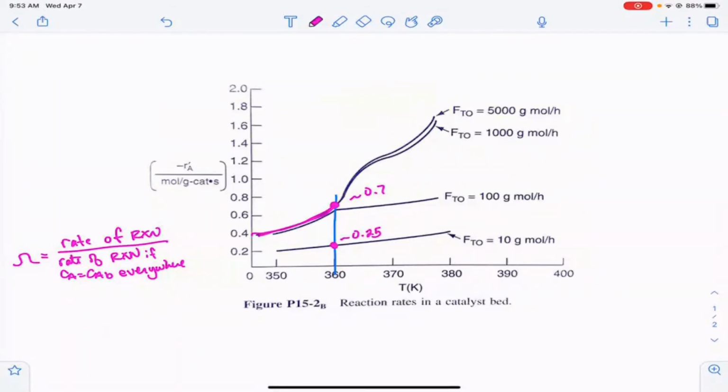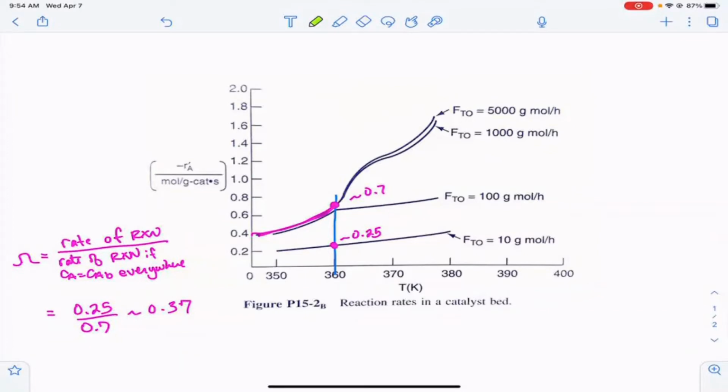And so we actually could calculate at 10 gram mole per hour and 360 Kelvin. Under that condition, we could find the overall effectiveness factor, which would equal 0.25 over 0.7, and that's like 0.37, right? And so we were able to use the data here to calculate the overall effectiveness factor.